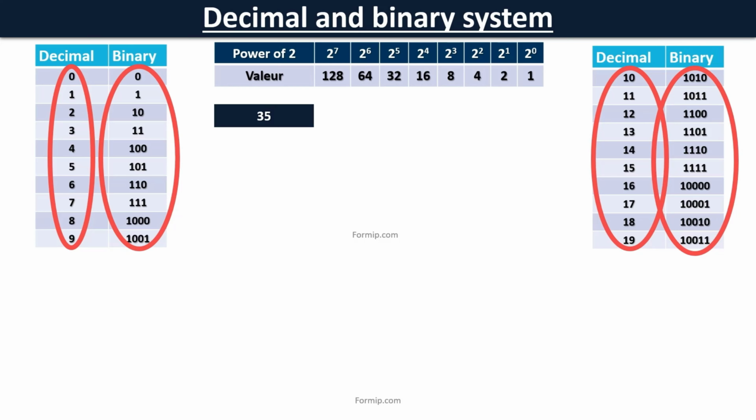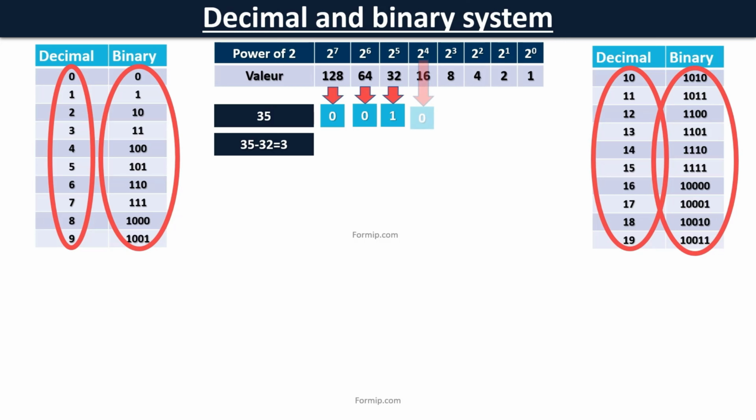128 is greater than 35, so we put a 0. 64 is also greater than 35, so it will also be a 0 below. On the other hand, 32 is less than 35. Since it is less than or equal to 35, we put a 1 below. Then we have to calculate the quantity that remains by subtracting 32 from 35. We continue with the same logic, always from left to right, but this time with the number 3.